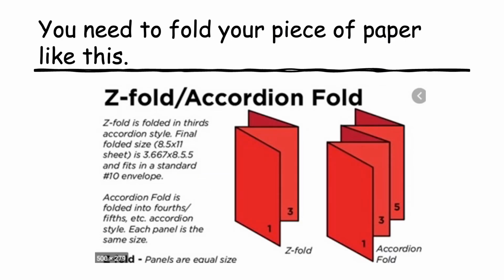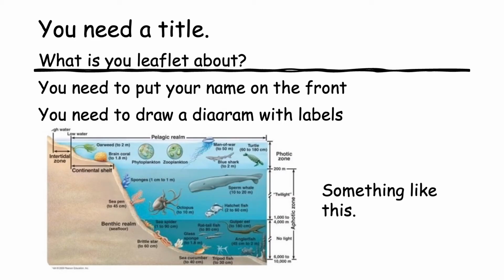So, on your piece of paper, I would like you to fold your piece of paper like that. So you can either do it as a Z or as an accordion. So you're going to fold it into 3 or 4 pieces. So you might need to pause the video and have a look at the diagram before we start.